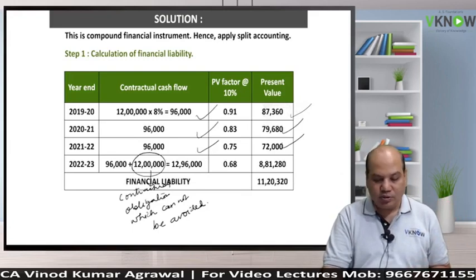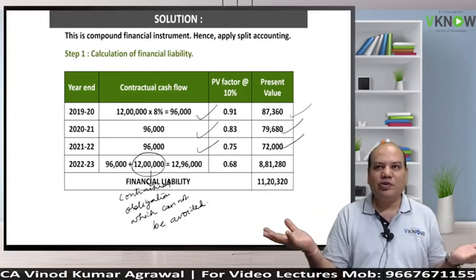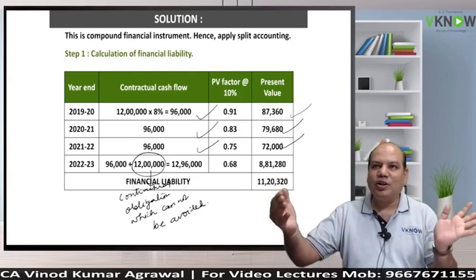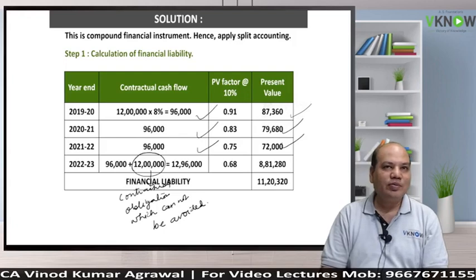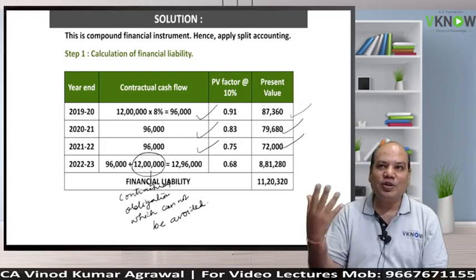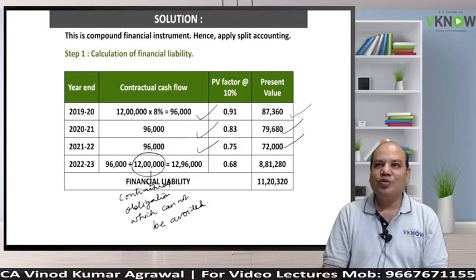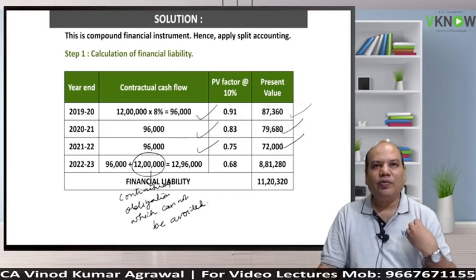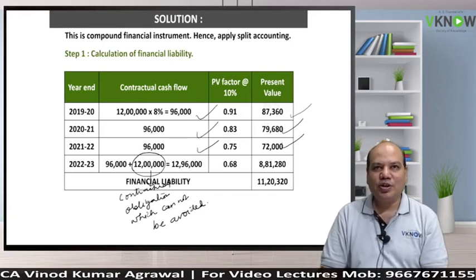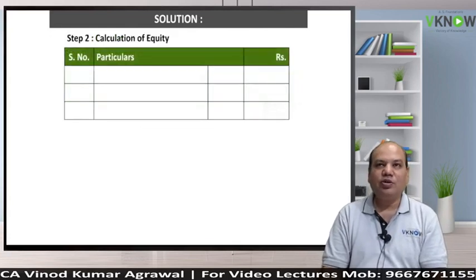So my financial liability would be 11,20,320. But you have raised 12 lakh rupees. Why will any knowledgeable person pay you 12 lakh when he can purchase another instrument from the market for 11,20,320? Because he is getting something more than this. He is getting an option to convert into a fixed number of equity shares. That option is also a consideration paid for acquiring this instrument, and the company has received that extra amount. In lieu of that, they will be paying a fixed number of shares. That is why this additional amount is treated as equity.